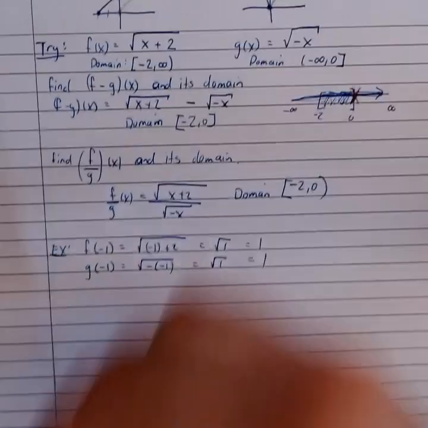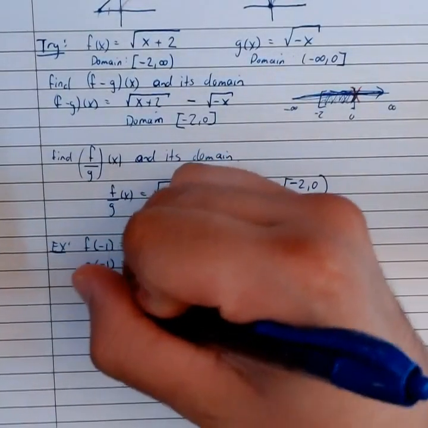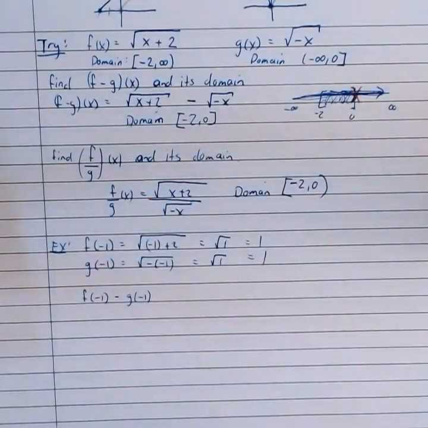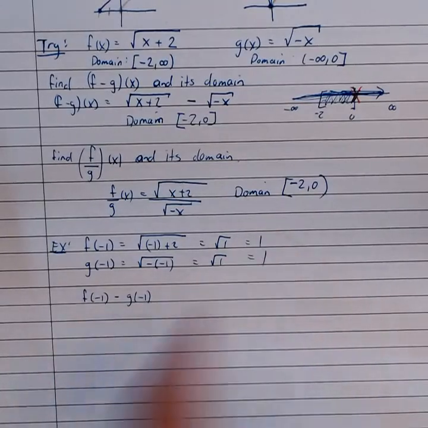Now, what happens if you were to take f of minus 1 and subtract away g of minus 1? Well, we know what f of minus 1 is. It's the number 1.